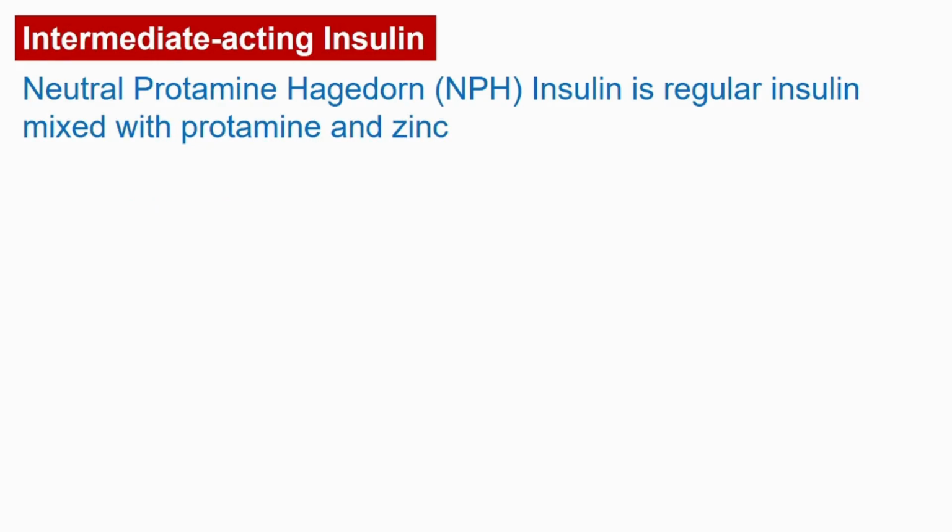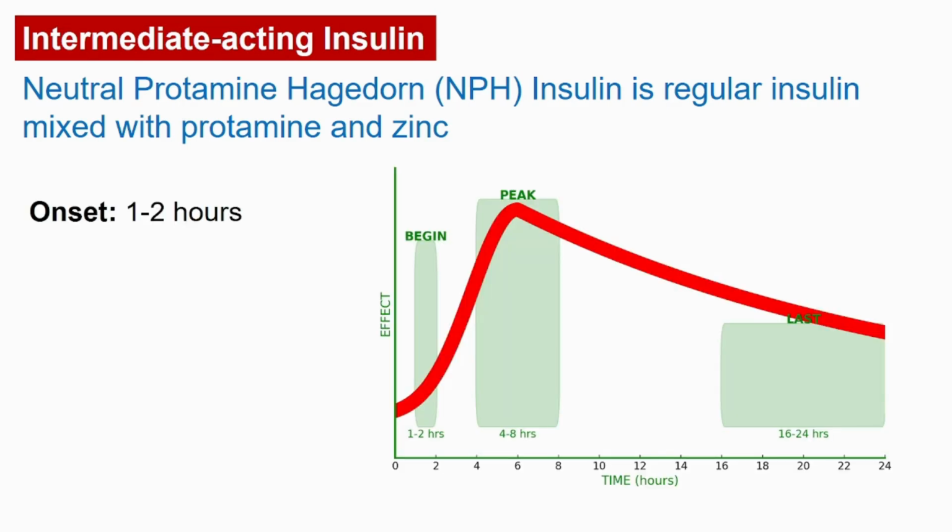Intermediate acting insulin is basically neutral protamine hagedorn, NPH in short. It is basically regular insulin mixed with protamine and zinc, which delays the absorption. Its delayed absorption helps in extending the duration of effect. So the onset effect is about 1 to 2 hours, and the peak effect can be 4 hours, and the duration can be about 16 to 24 hours. Generally, it is given twice a day or once daily at bedtime.